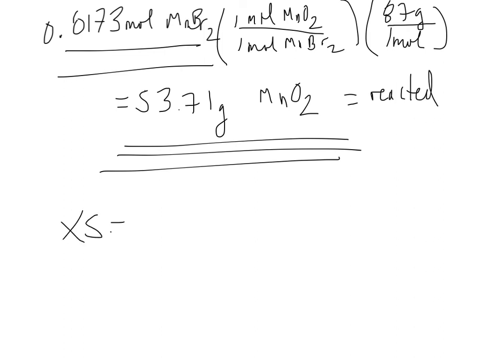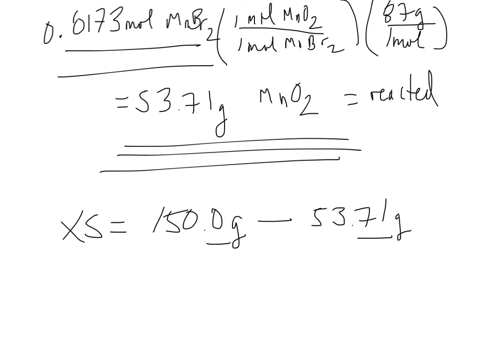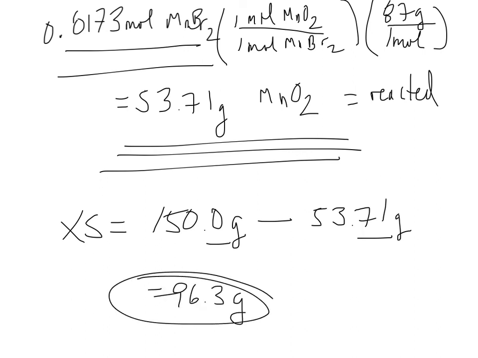The excess left over is going to be the starting amount, which is 150.0 grams, minus the amount that reacted, which is 53.71 grams. Of course, significant figures, 1 decimal place here, and we get 96.3. So this is the amount of MnO2 that is left over after the reaction because it is the excess reagent.